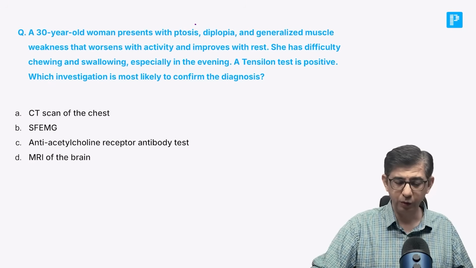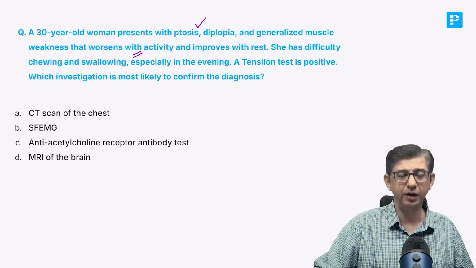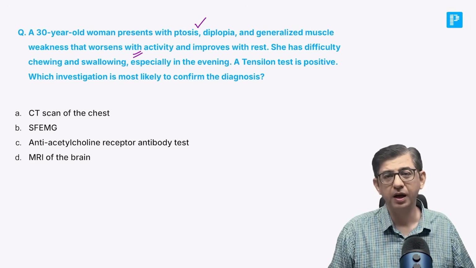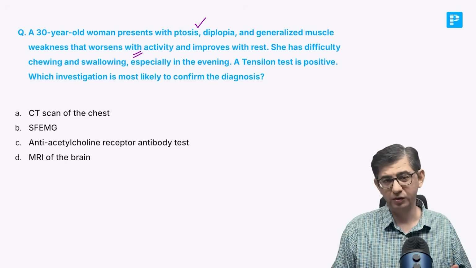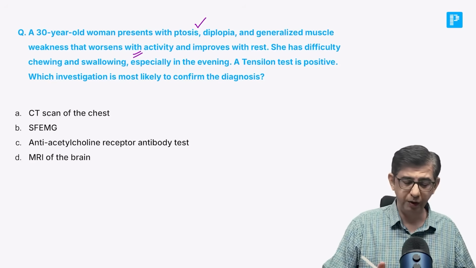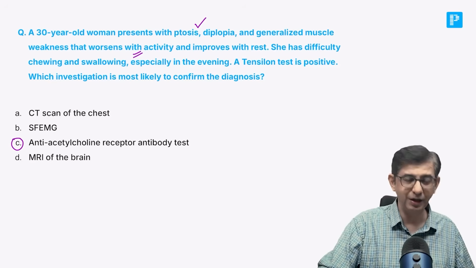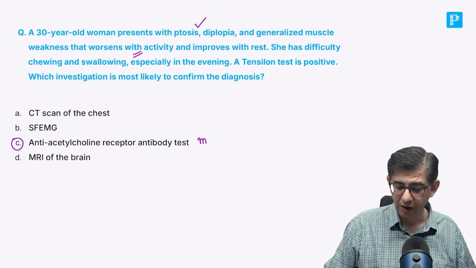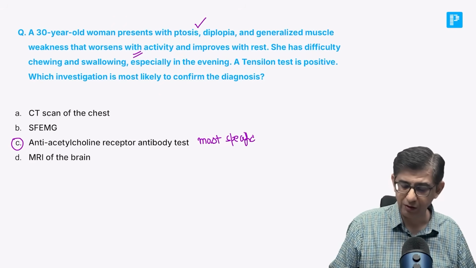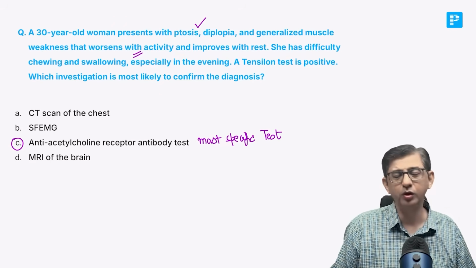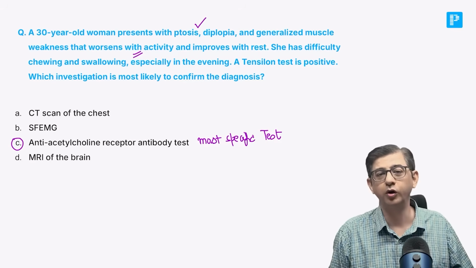Then there is ptosis and diplopia that is worsening with activity, that is again myasthenia gravis, and the Tensilon test is positive. He says what is likely to confirm the diagnosis. Now for confirmation, we'll be doing the antibody test. The antibody test, as I've explained, is one of the most specific tests. So if we have done a Tensilon test, then to be sure, we just need to demonstrate an antibody because this is an autoimmune basis.